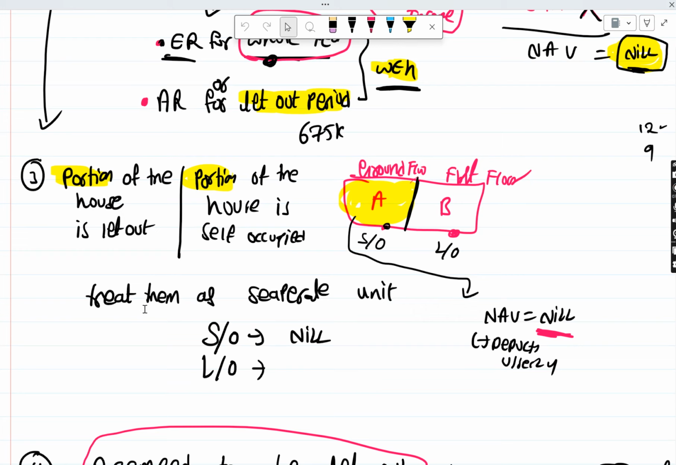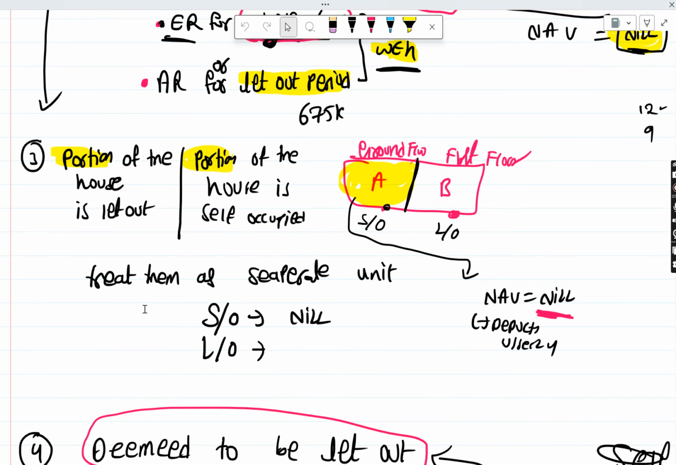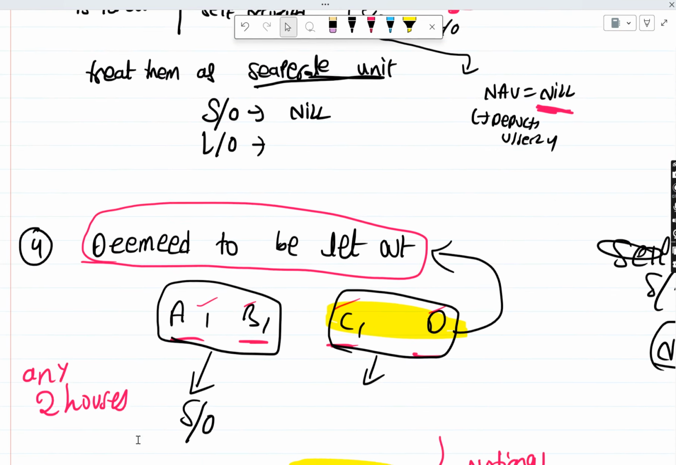Then the third one, a portion of the house is let out and a portion of the house is self occupied. Then here you treat them as a separate unit. Okay, so there are two things: part of the year is let out and part of the year is self occupied, and then this one is portion of the house is let out and portion of the house is self occupied, like ground floor, first floor. That is different, this is different. And then here you can treat them as a separate unit.